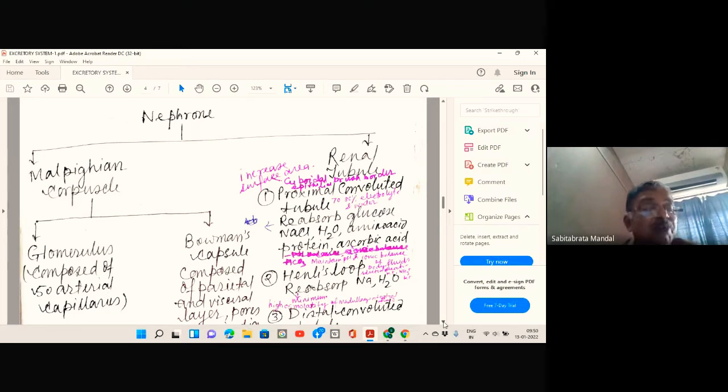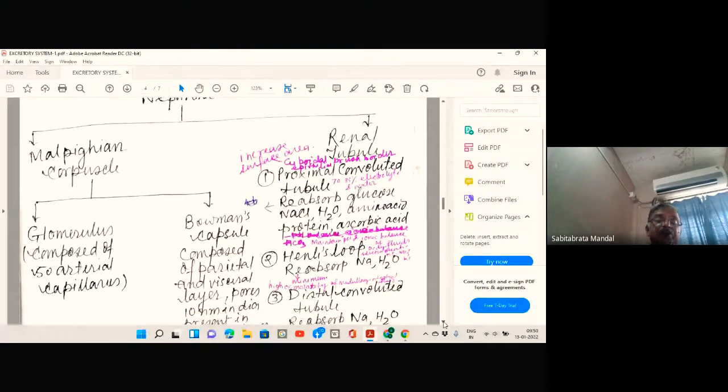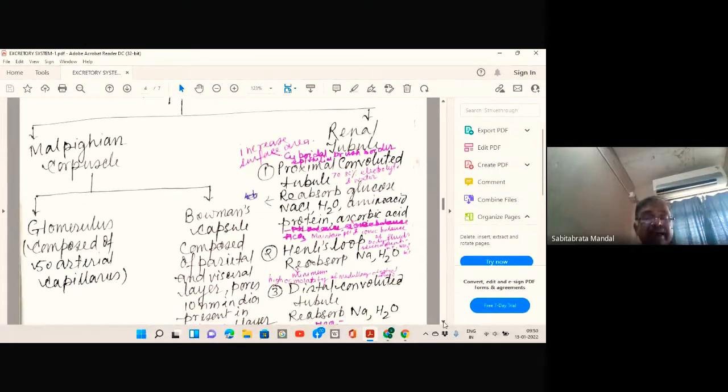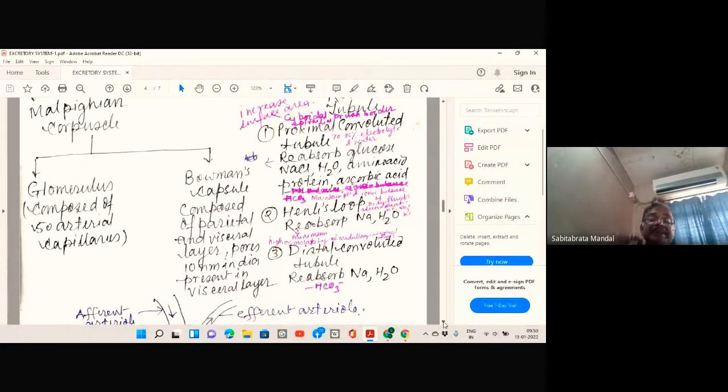Now, this glomerulus is composed of 50 arterial capillaries, which is a tuft of capillaries, a tuft of 50 capillaries. And the Bowman's capsule is composed of a parietal and visceral layer, and it has pores of diameter 10 nanometers present in the visceral layer. Why is it required? Because the filtration will take place over here only.